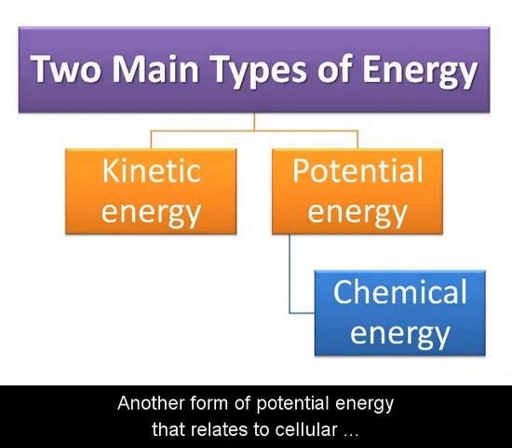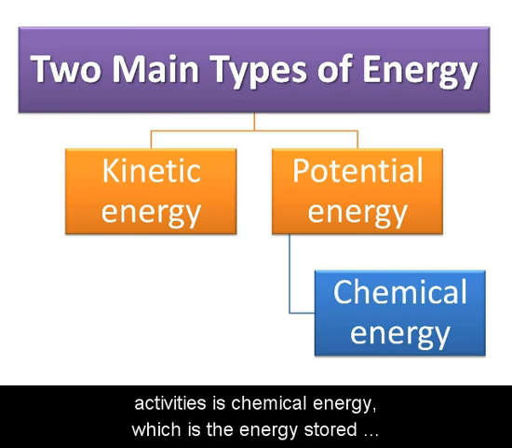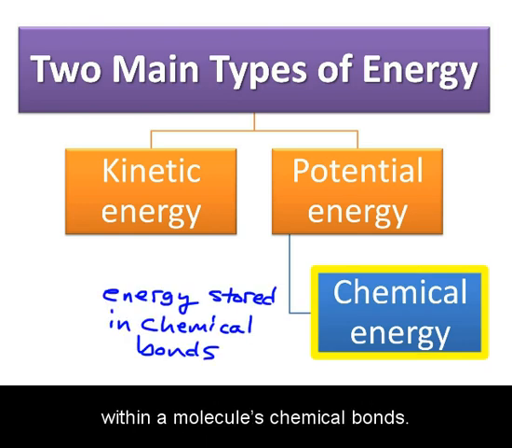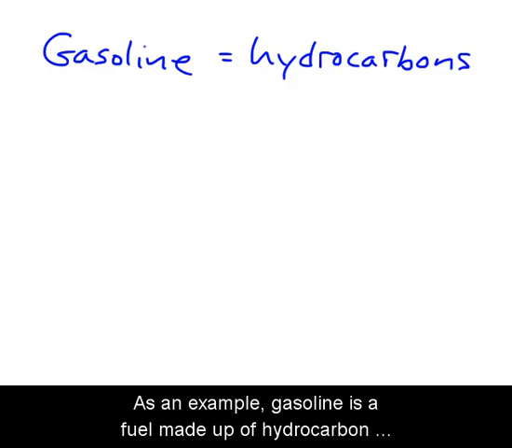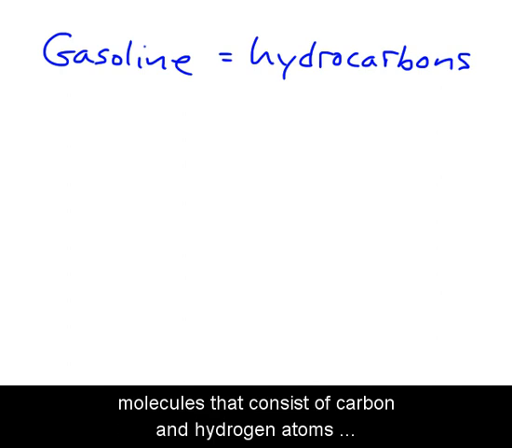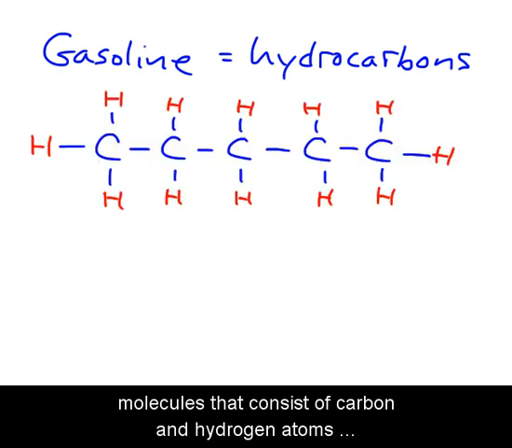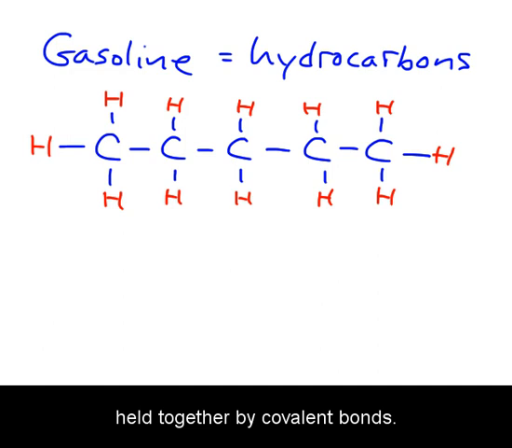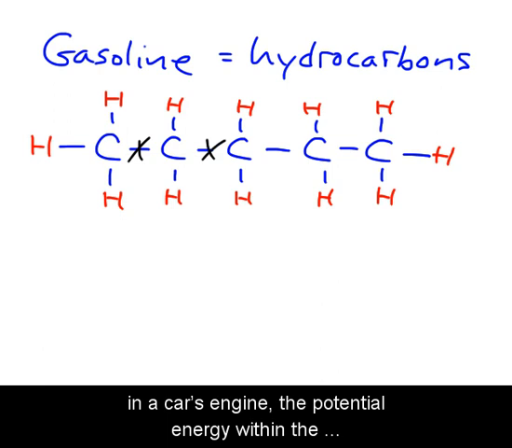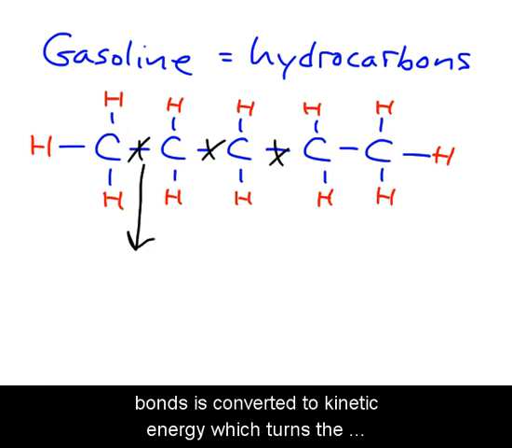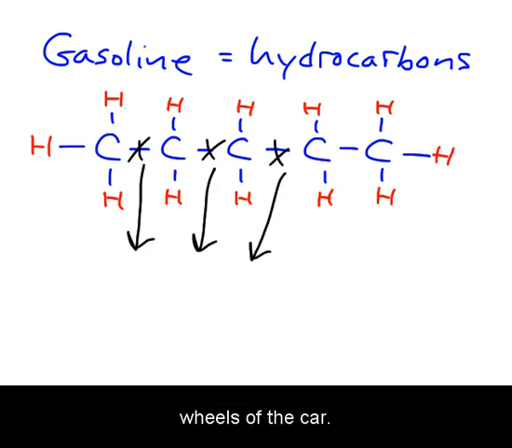Another form of potential energy that relates to cellular activities is chemical energy, which is the energy stored within a molecule's chemical bonds. As an example, gasoline is a fuel made up of hydrocarbon molecules that consist of carbon and hydrogen atoms held together by covalent bonds. When gasoline is burned during combustion reactions in a car's engine, the potential energy within the bonds is converted to kinetic energy, which turns the wheels of the car.